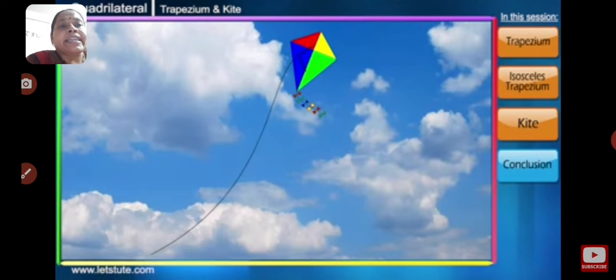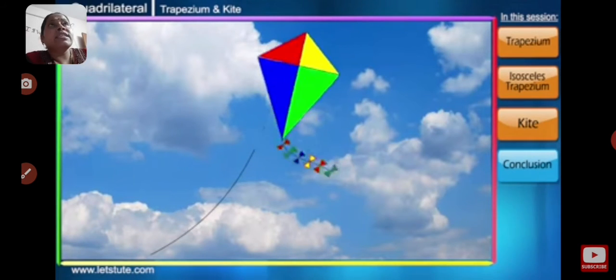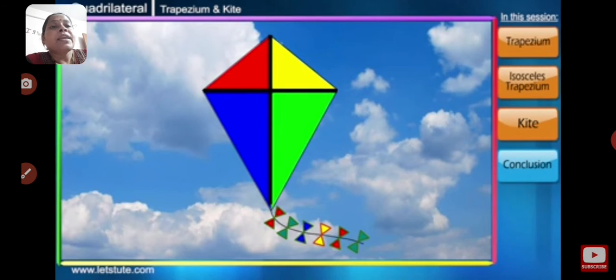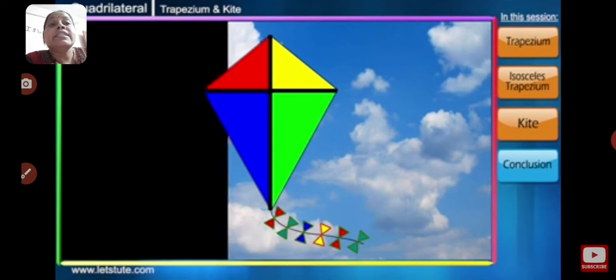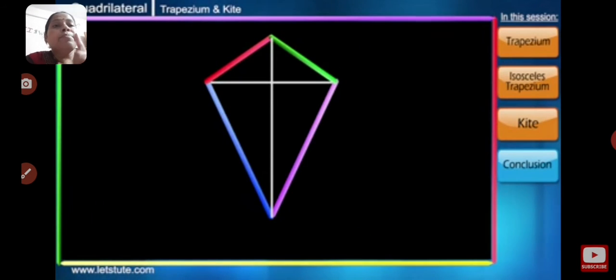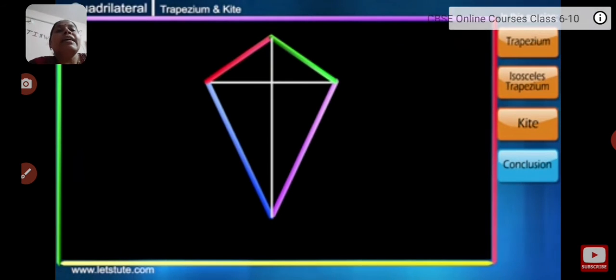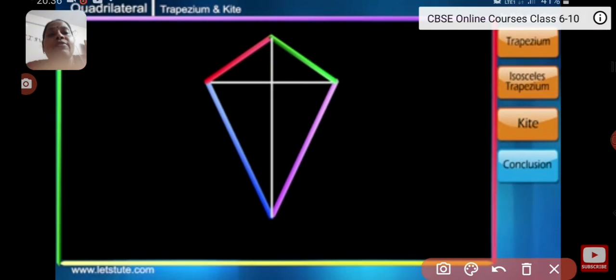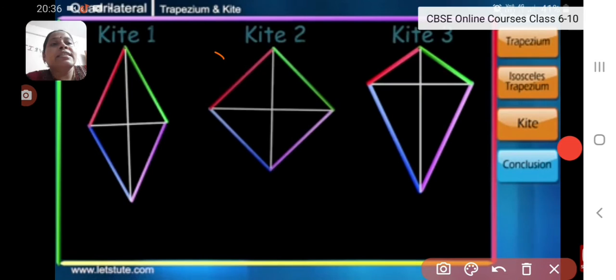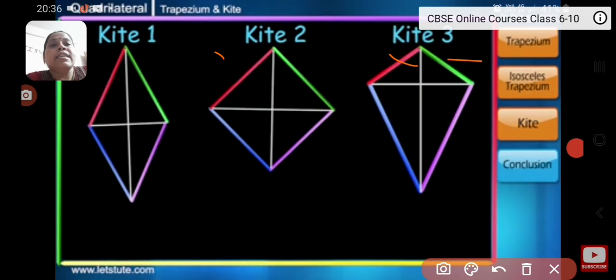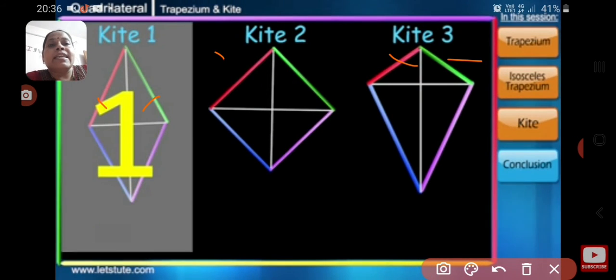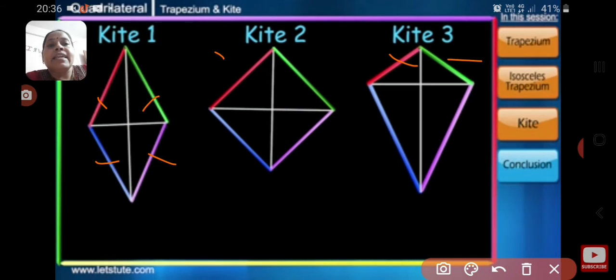What about kite? See, you have seen the kite. Now see here, two diagonals are there, and the diagonals intersect at 90 degrees, not bisect. And the two adjacent sides are equal. See, adjacent sides are equal, adjacent sides are equal.